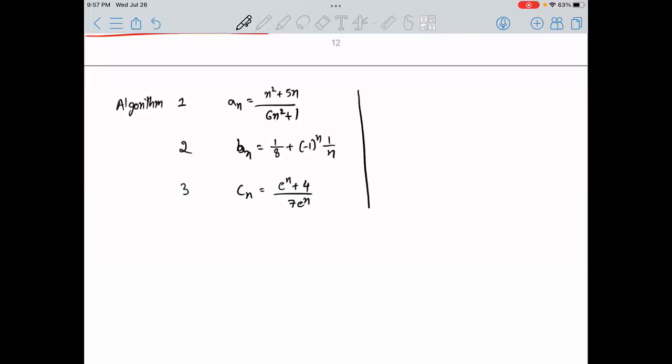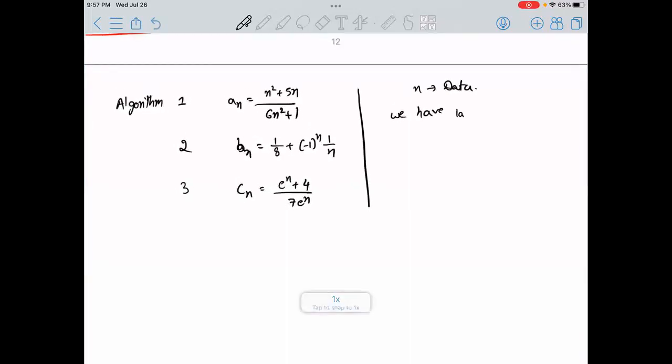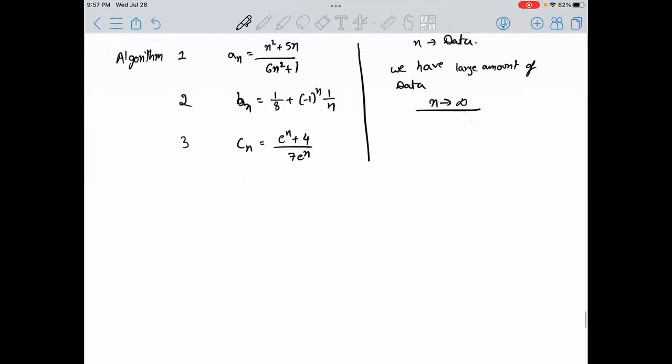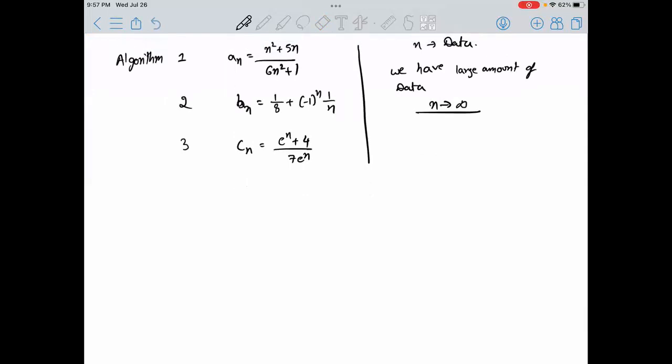Look, what they said is that n is the data. We have a large amount of data, they have given in the question. That means n tends to infinity. Agree? N tends to infinity. So listen to this carefully. What is option 1? Algorithm 1 will give the maximum error. So to find the maximum, we have to find the error of the 3 algorithms.